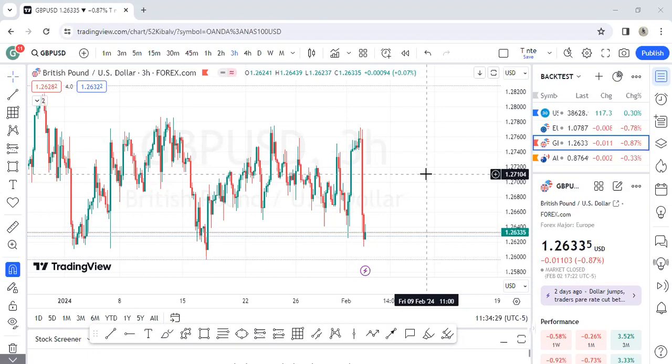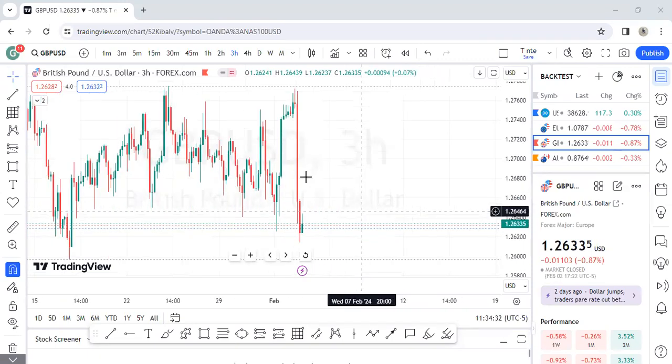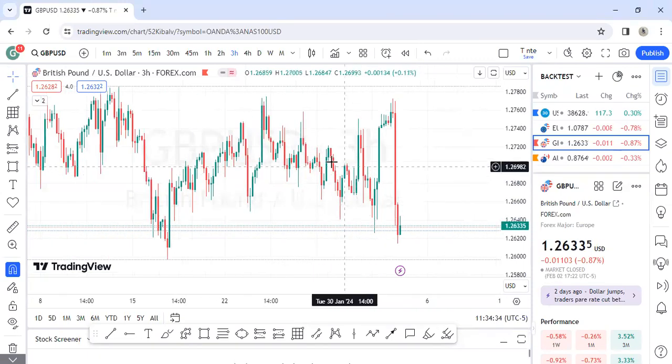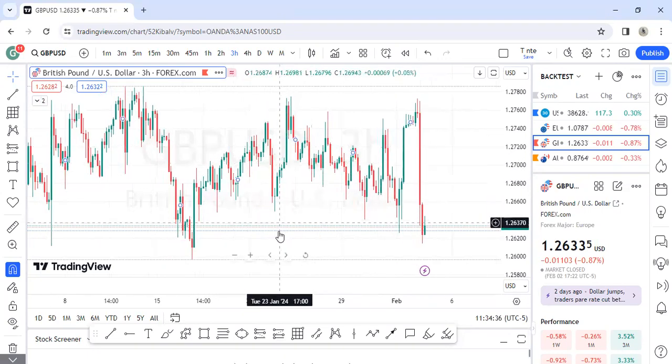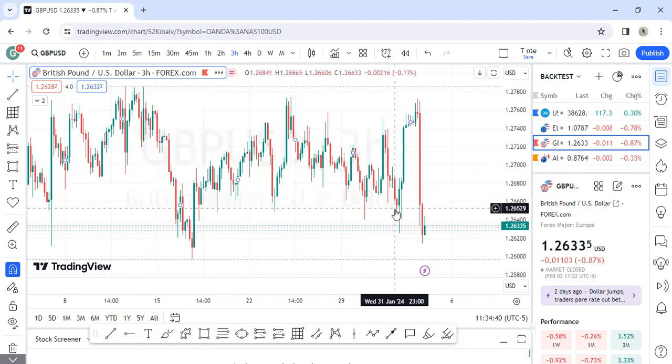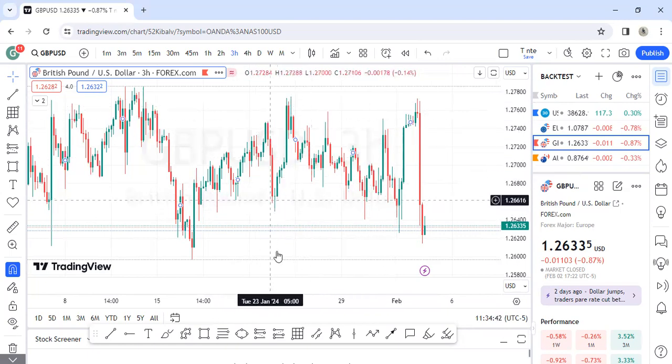All right, so now let us look at this whole market structure very carefully. This is Richard's example now. First things first, what do you have here? We have the market make a high and then break below, right? So what do we have here?